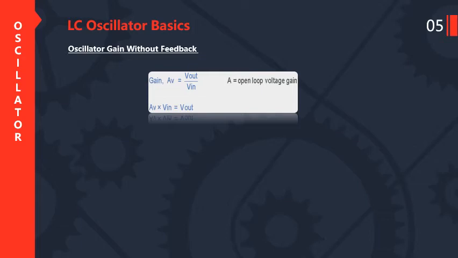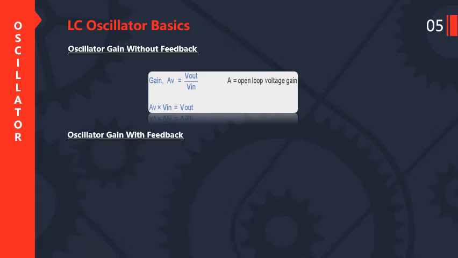So voltage gain AV, where A is called the gain and V is called the voltage. AV is called the open loop voltage gain, equal to output voltage divided by input voltage. So AV is equal to Vout divided by Vin, or we can say that Vout is equal to AV times Vin.